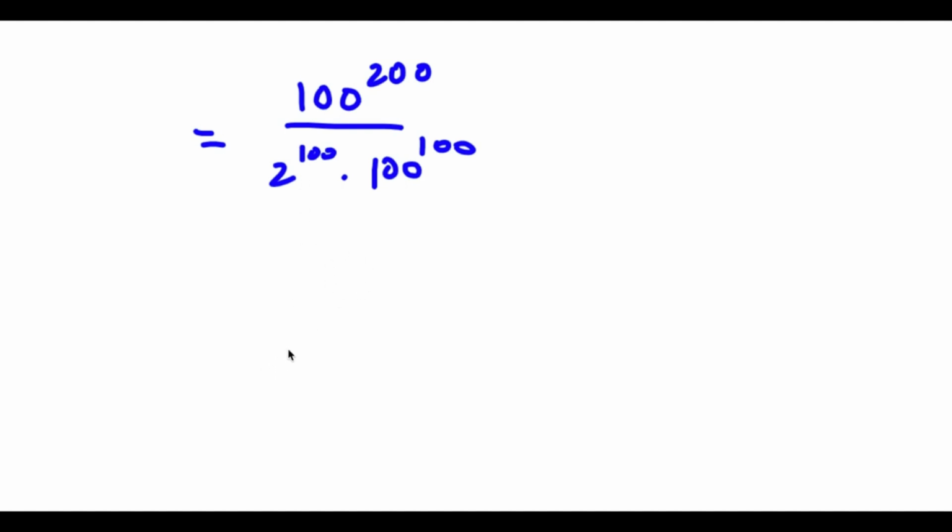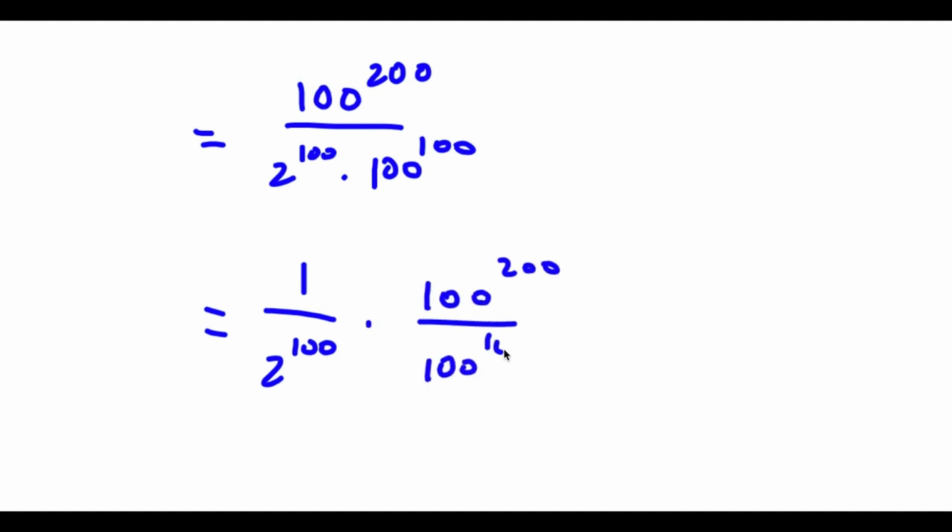Now, this is the same thing as 1 over 2 to the power of 100 times 100 to the power of 200 over 100 to the power of 100. And this is because 2 to the power of 100 is in our denominator, and anything in the denominator is the same thing as 1 over that number.